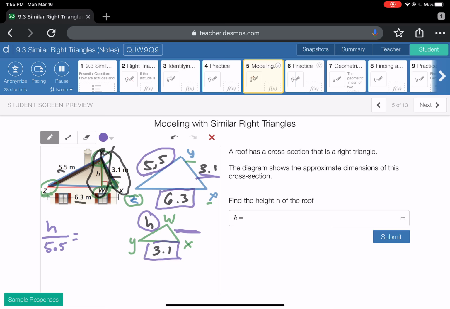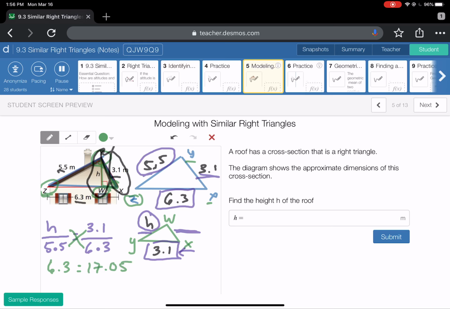Now, if we recall from chapter 8, we want to place the values in the correct positions. Because I took h from the bottom triangle and placed it in the numerator, I'm also going to take the 3.1 from this triangle and put it in the numerator. They have to stay in the same places. So that means that our 6.3 goes on the denominator. And then we're just going to solve this by cross multiplying. 6.3 is equal to 17.05.